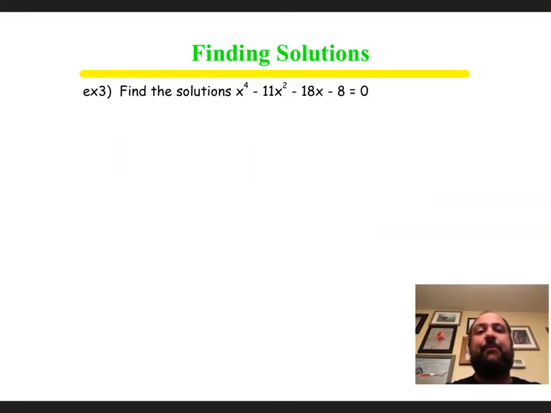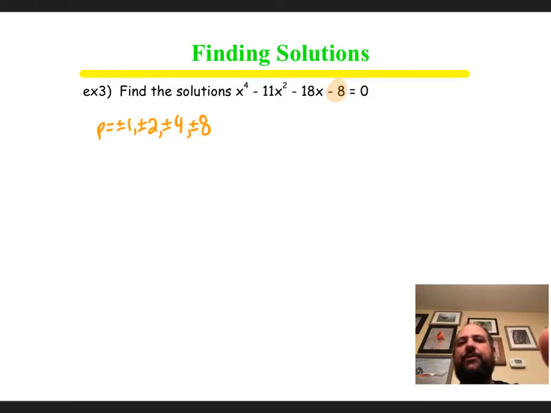All right, so in example 3, we have x to the 4th minus 11x squared minus 18x minus 8 equals 0. And we're going to see that there's a couple of things that we have to worry about here. Let's follow our process. First step, we find our p-values, which again are going to be the factors of our constant term. So in this case, our p-values end up being plus or minus 1, plus or minus 2, plus or minus 4, and plus or minus 8.